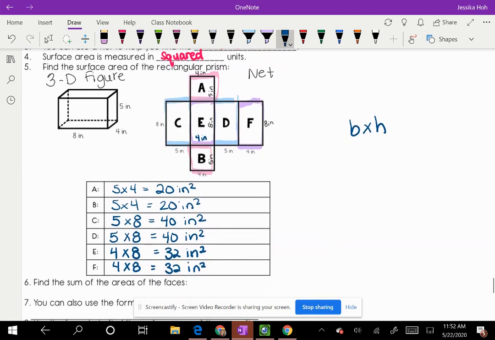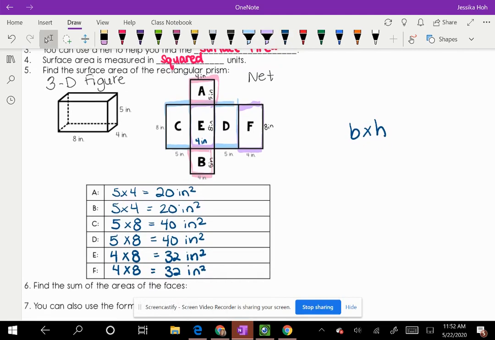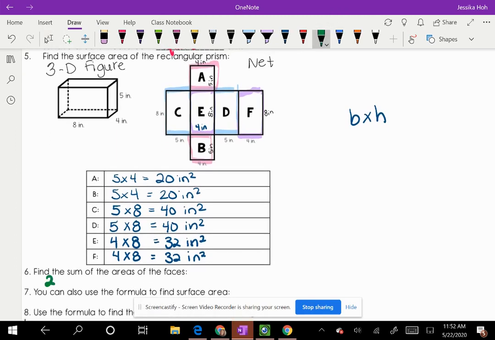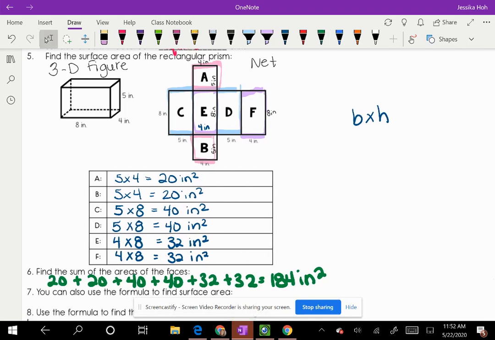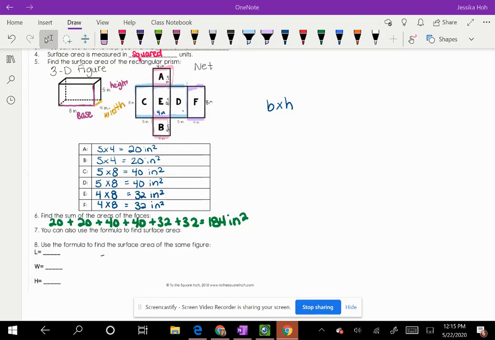Okay, my next step, I am going to add them all up. And that's going to be 184 inches squared. So that is one way we found it, through a net. The next way we would find it is through a formula.